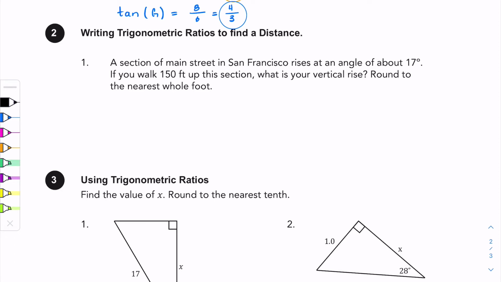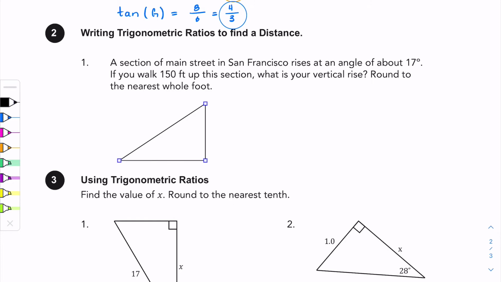So number 1 is a word problem. It says a section of Main Street in San Francisco rises at an angle of about 17 degrees. If you walk 150 feet up this section, what is your vertical rise? Round to the nearest whole foot. So I'll help you write out or detail this model.